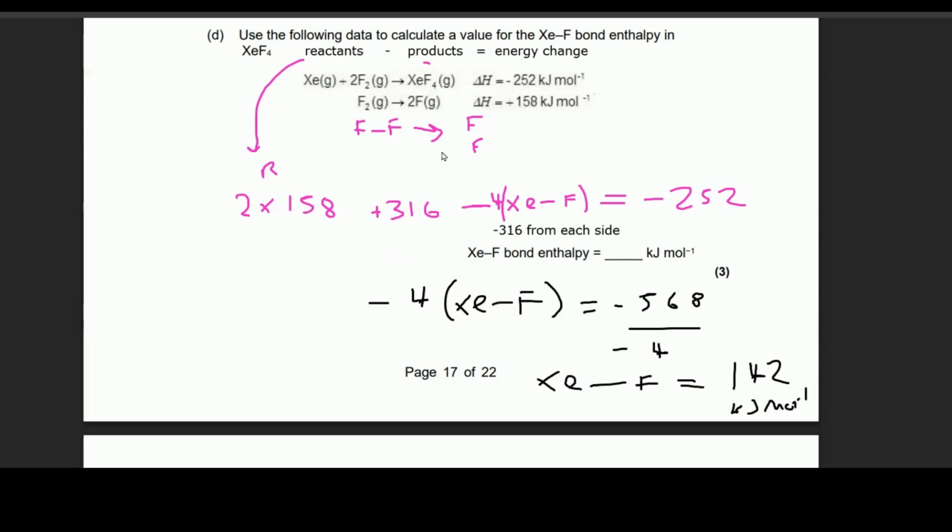That is 3 marks. That's quite difficult because of the way they set this out, but essentially they're asking you for a value for the bond enthalpy. So just work it like you do at GCSE, where you do reactants minus products equals the energy change. It's a little bit more difficult to work out what to put into that equation. And that is it really.